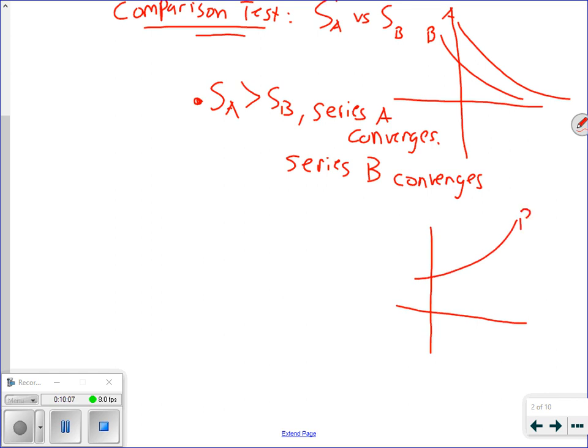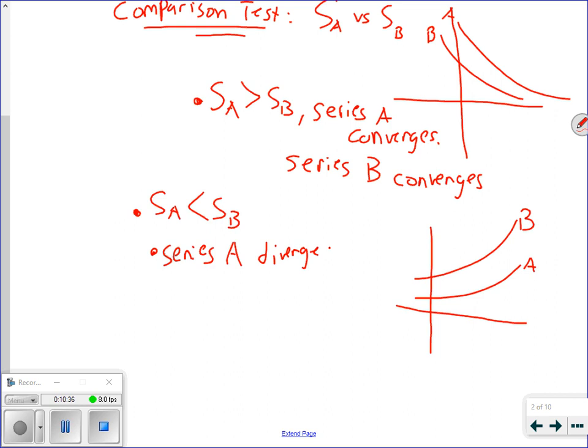What if series B does this and series A does this? Let's say that series B is always greater than series A. So let's write it this way. Series A is always going to be less than series B. Let's say that series A, we know, diverges, and it's always less than series B. What must then be true about series B? Therefore, series B must also diverge.